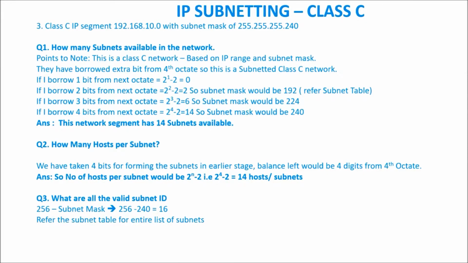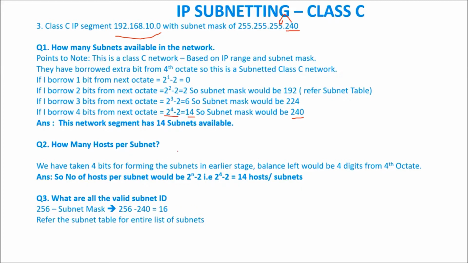Coming to the next example, class C segment, same. It is the same range of IP address, but I'm just taking 240 as an example. So borrowing the bits from host portion to the network portion, what happens here? When I reach 4 bits, I'm getting 14 subnets, and my subnet mask is matching 240. So I'm going to have 14 subnets in a single network.